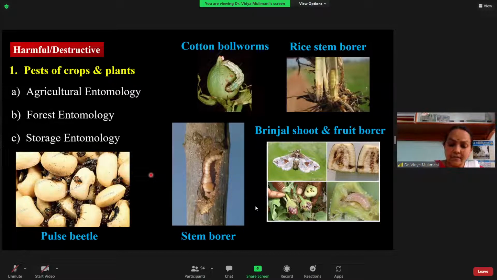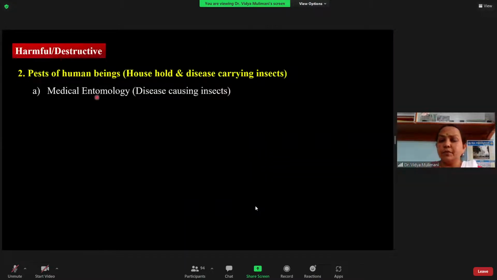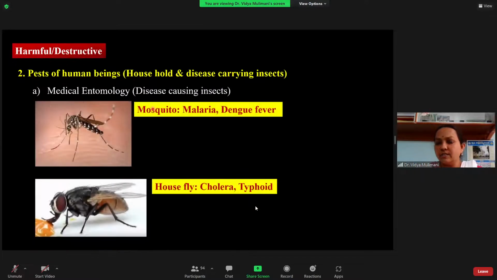Next, I will go to the other two branches under this, that is the pest of human beings. Under that you have two categories: household insects and disease carrying insects. They come under the category of pest of human beings. That is medical entomology, the disease causing insects. Everyone knows the mosquito. This is the Aedes species, where you have black and white stripes on the leg and also on the abdomen. It mainly transmits dengue, malaria and many other diseases.